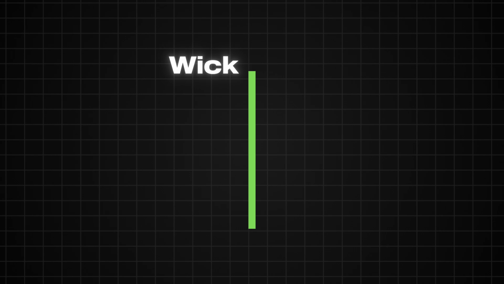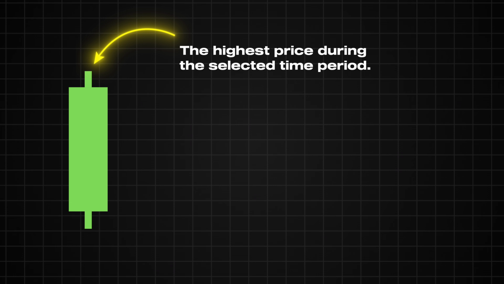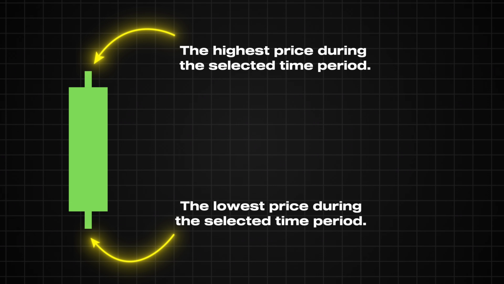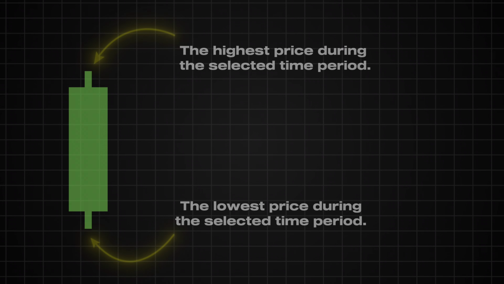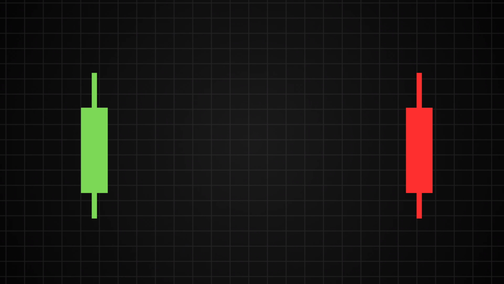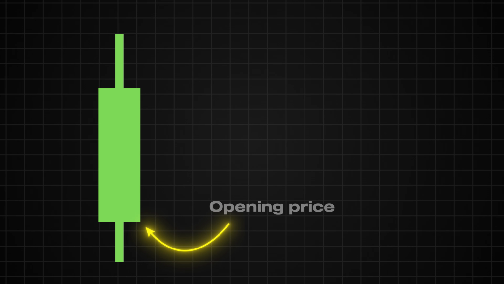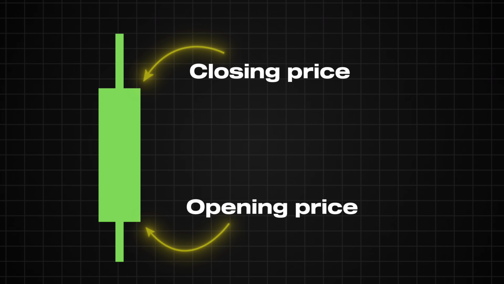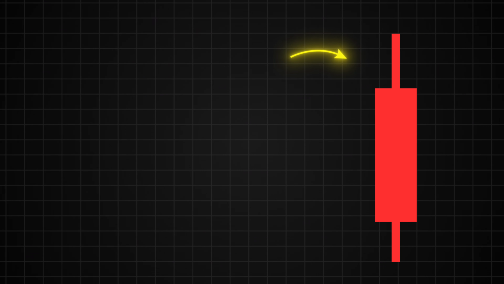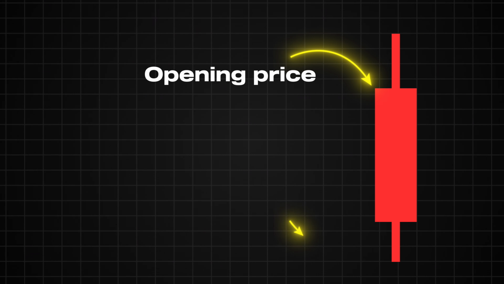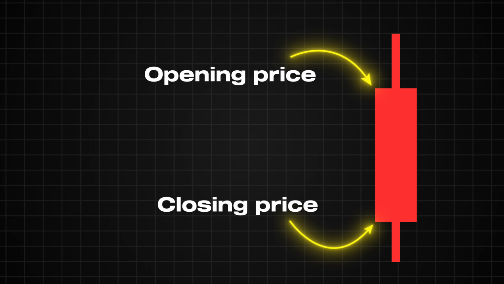A candle consists of two parts, the wick and the body. The end of the upper wick shows the highest price, and the end of the lower wick shows the lowest price for the selected period. The body of the candle is slightly different. For a green candle, the bottom part of the body is the opening price, and the top part is the closing price. For a red candle, the top part is the opening price, and the bottom part is the closing price.